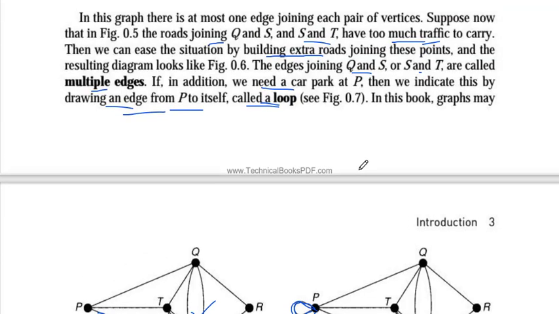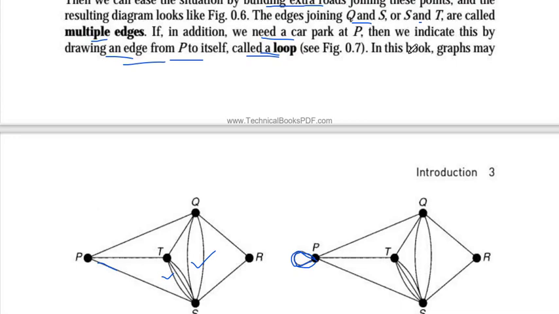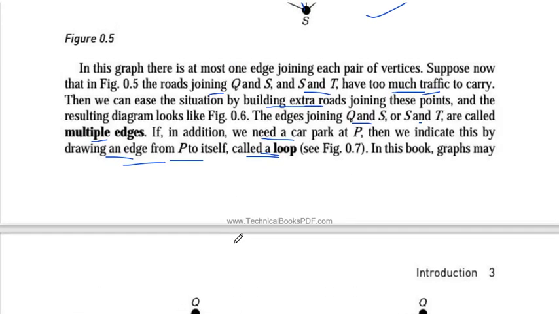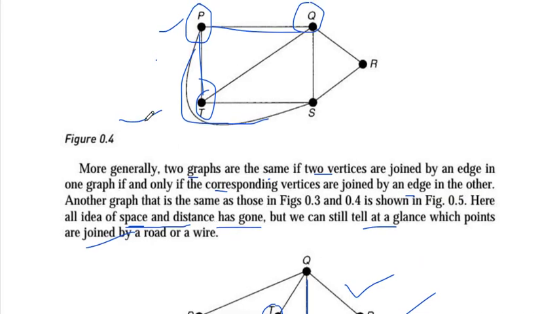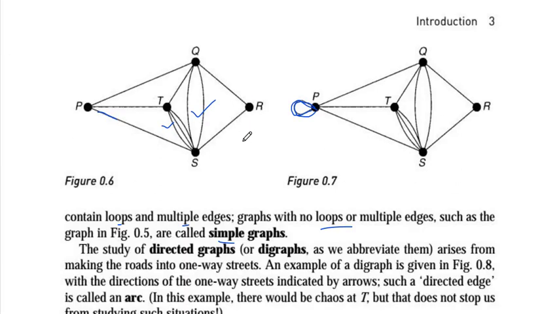So we have seen two more definitions, multiple edges and loop. In the next lecture we will also discuss graphs containing many loops and multiple edges. Now a graph with no loops or multiple edges is called a simple graph. As we saw earlier, this is called a simple graph, in which there is no loop or multiple edges. This is called a simple graph.